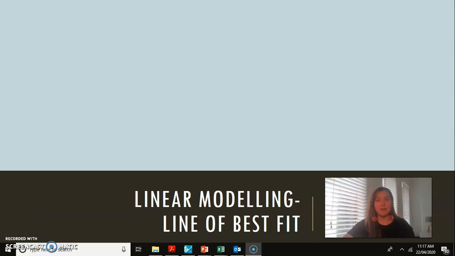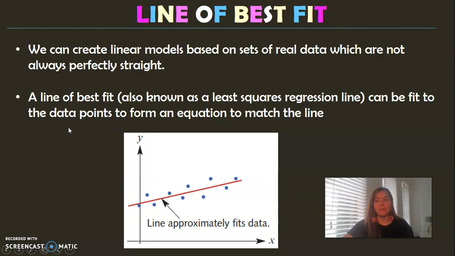In this video, we're fitting a linear model, in terms of a line of best fit, to model a scatter plot of data. We can create linear models based on real sets of data, which are not always perfectly straight. In this graph below, the blue dots represent some real data points, and the red line going through them is an approximation of a linear model that will fit that data.